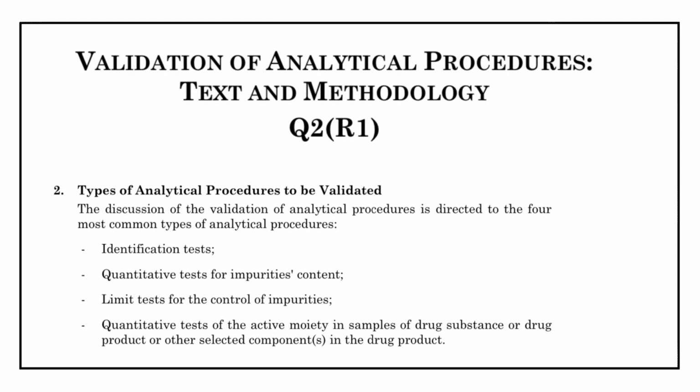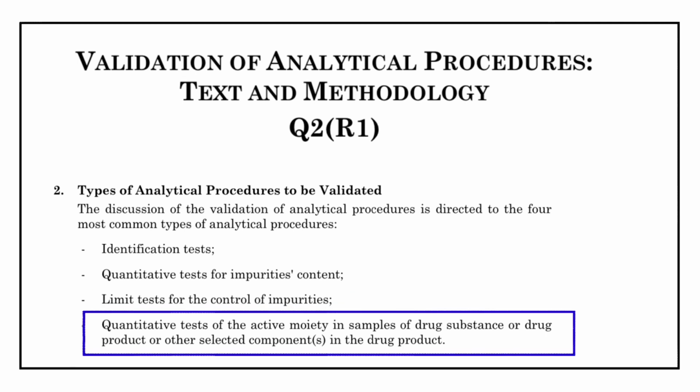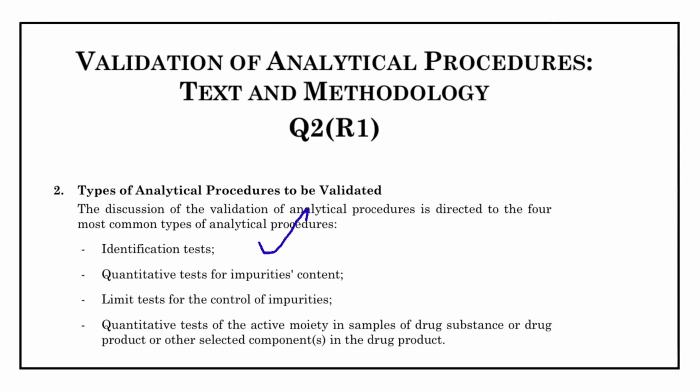Well friends, as per ICH Q2R1 guideline, there are 4 tests mentioned which need to be validated, and those are identification test, quantitative test for the impurities content, that is nothing but the related substances test, limit test for the control of the impurities, and quantitative test for the active moiety in the samples, that is nothing but the assay test. So these are the 4 tests which are considered for the analytical method validation as per ICH Q2R1 guideline.